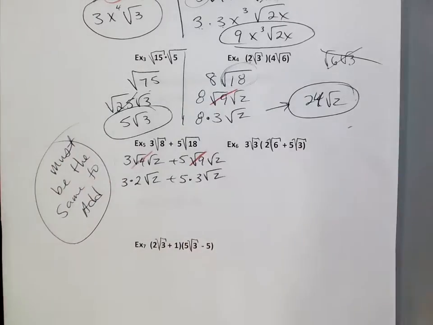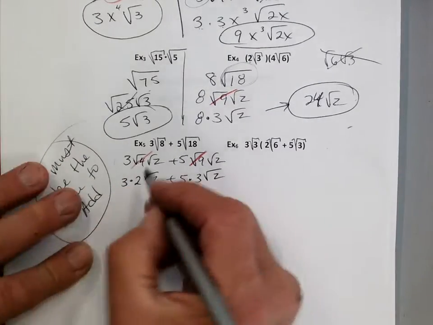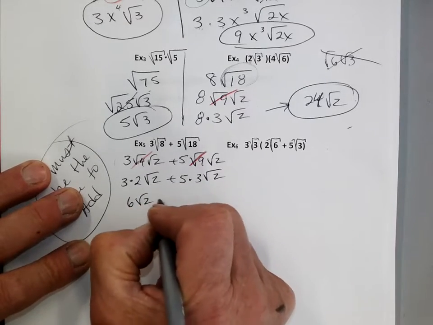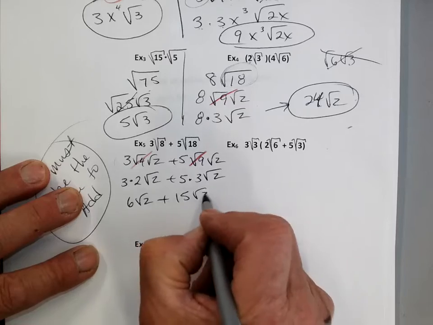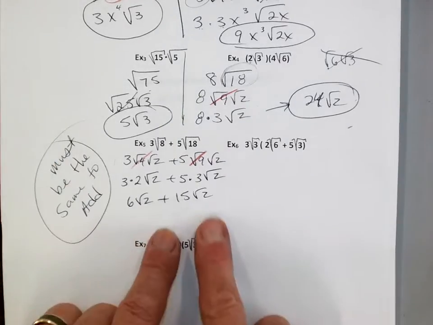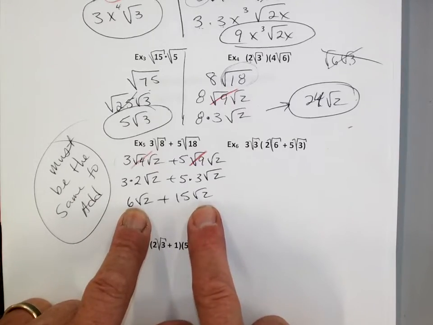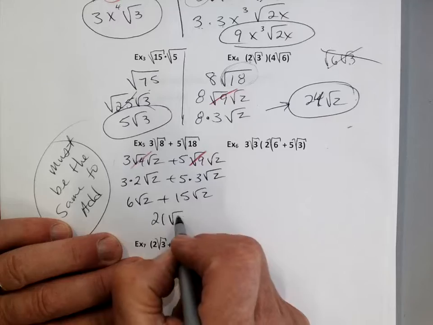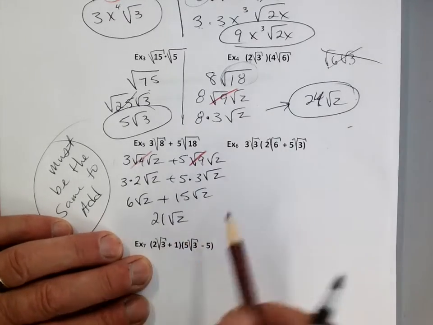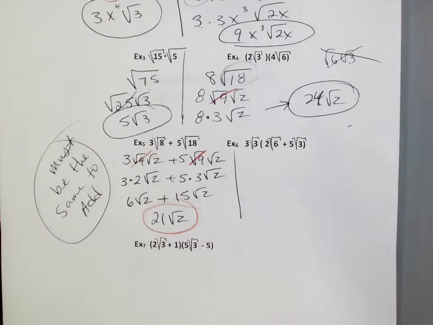Now, all right, let's see what I get. Oh, hey, they're both square roots. So let's simplify this. 6 square roots of 2, because 3 times 2, plus 15 square roots of 2, because 5 times 3. And now they're the same. I can add them. Must be the same to add. I can. 6 square roots of 2 plus 15 square roots of 2 makes it 21 square roots of 2. And that's as far as I can go with this, because square root of 2 is an irrational number. Cannot be reduced. Okay? Awesome.